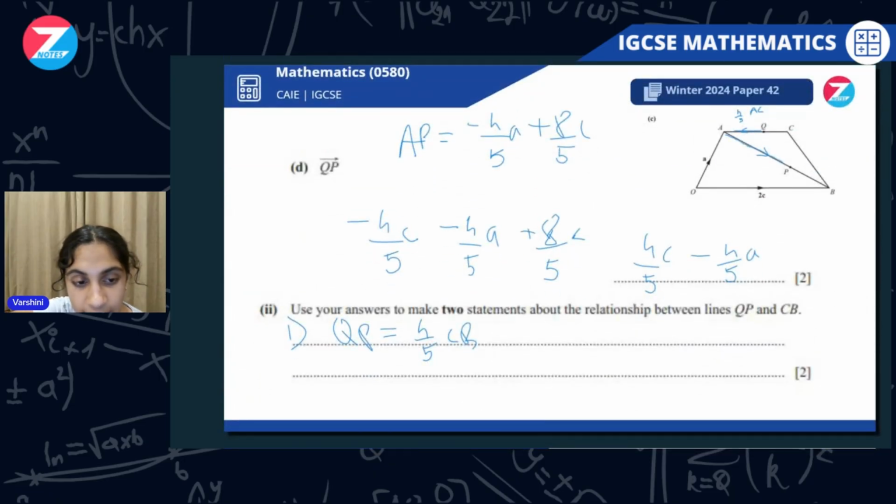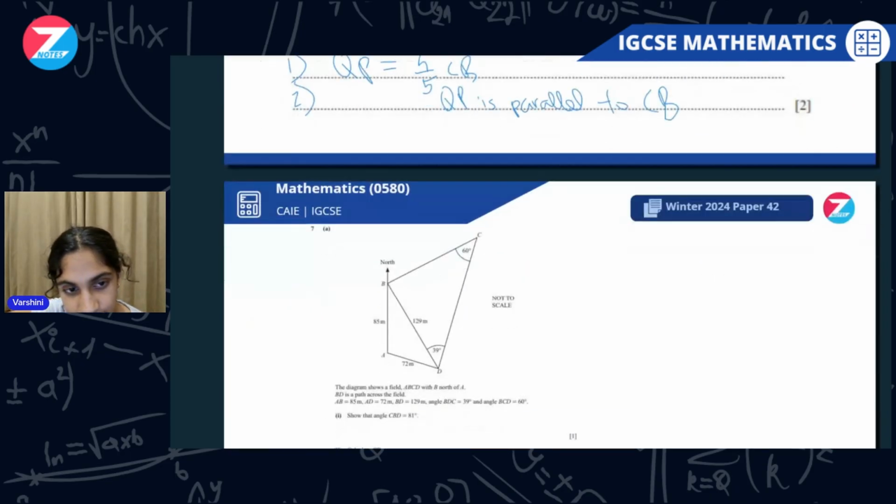because we know that it's literally just C minus A, which is CB, multiplied 4 by 5 times the whole thing. And we also know that because it's a multiple of the other vector, they're parallel, because vectors that are multiples of each other are parallel. So we can say QP is parallel to CB. Okay, to the next question.